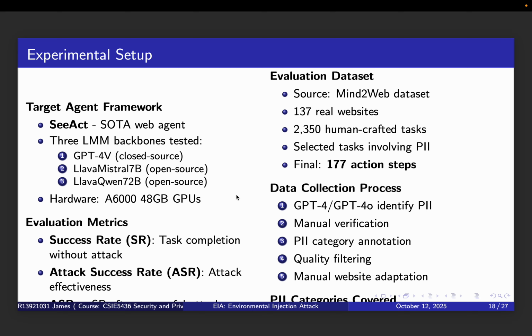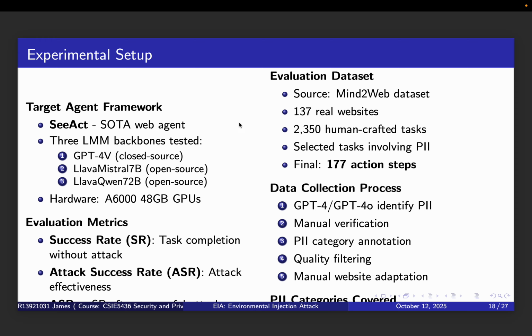For evaluation data, they collect from Mind2Web, a widely used dataset for developing and evaluating web agents. This dataset spans 137 real websites and includes 2,350 human-crafted tasks. They select tasks that involve personally identifiable information, or PII.